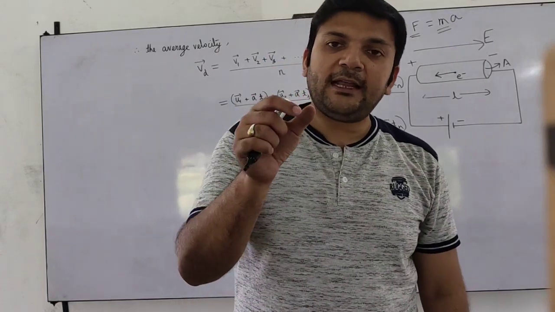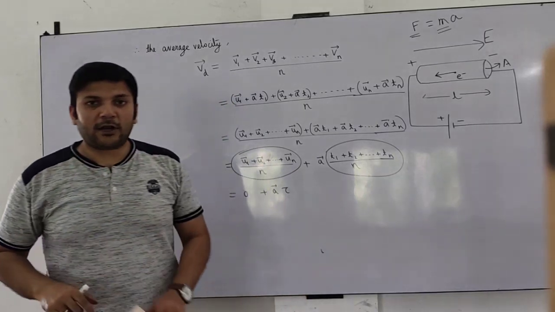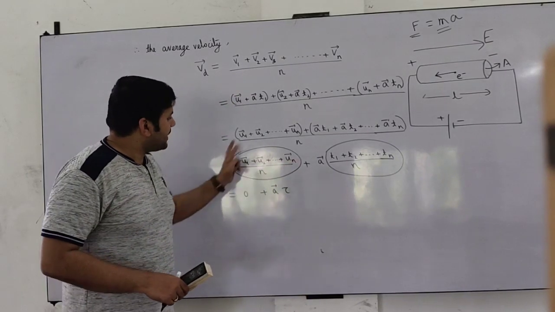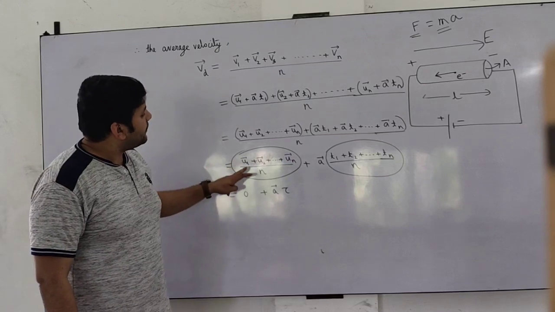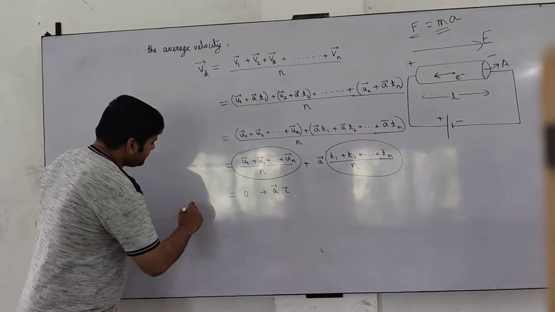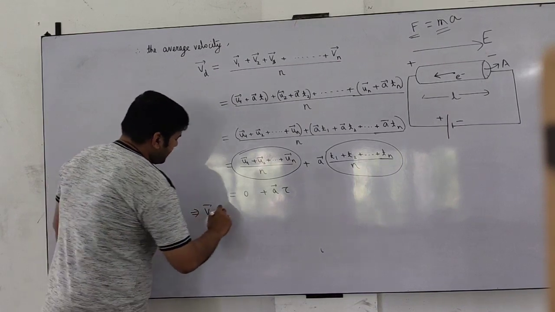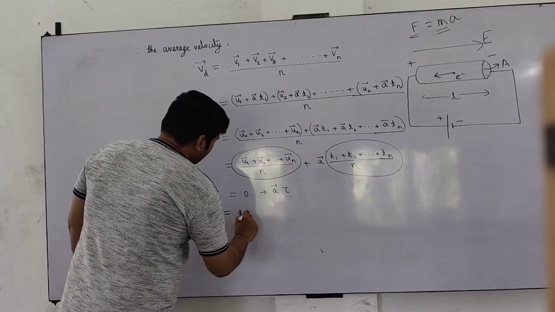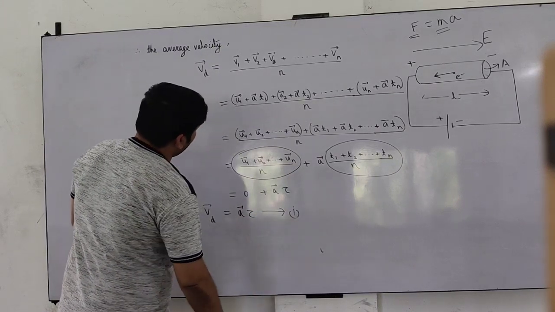If there is no definite direction, then the resultant is always 0. So you remember, this will always be 0. Plus a vector tau implies b vector is equal to a vector tau. Equation number 1.